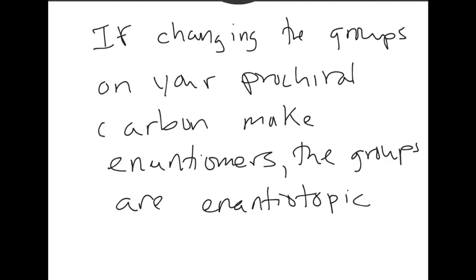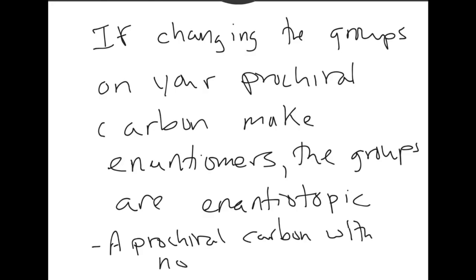The shorthand is, you have a prochiral carbon with no other chiral carbons. So if you have a molecule that has no chiral carbons and a prochiral carbon, the groups on that prochiral carbon are going to be enantiotopic. If changing the groups on the prochiral carbon makes diastereomers, those groups are diastereotopic.